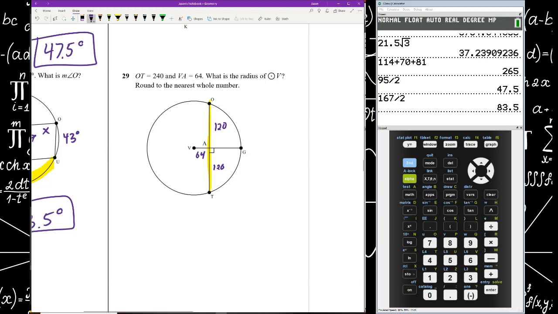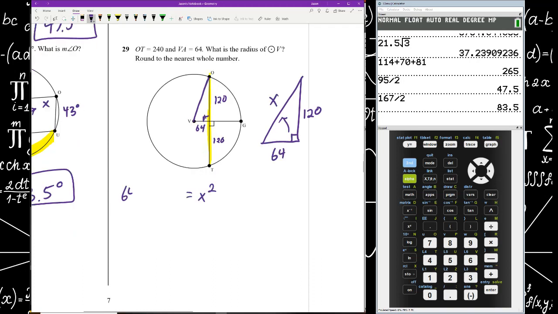If I draw that here, I now have a right triangle. I know this side's 120 and I know this is 64. I'm going to draw this on the outside to make it a little bit easier to look at. This is now 120. This is 64. This is X. So, setting this up, Pythagorean theorem. The hypotenuse is the one by itself, so X squared equals 64 squared plus 120 squared.